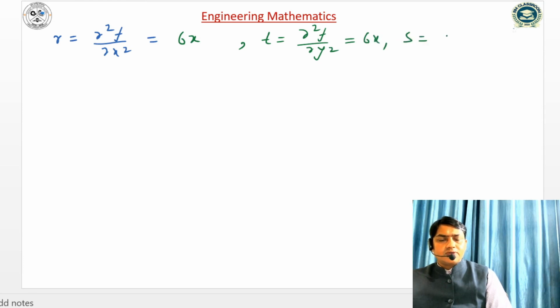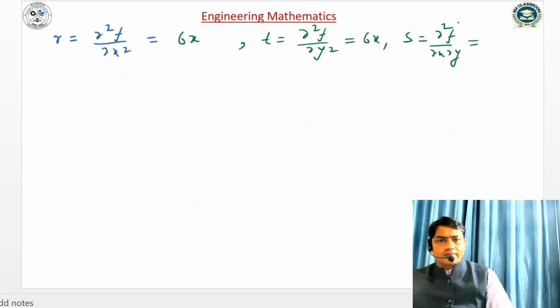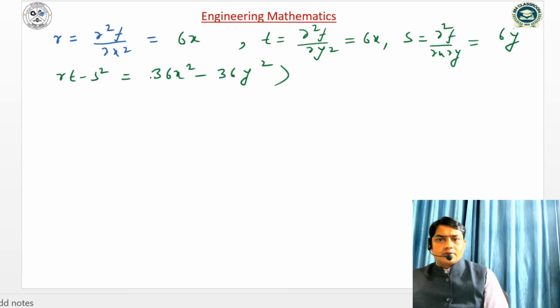Similarly, S is equal to del 2f by del x del y, that is 6y. If I compute the value of rt minus s square, that is rt, 36x square, minus 36y square. So if I take 36 common, it is x square minus y square.